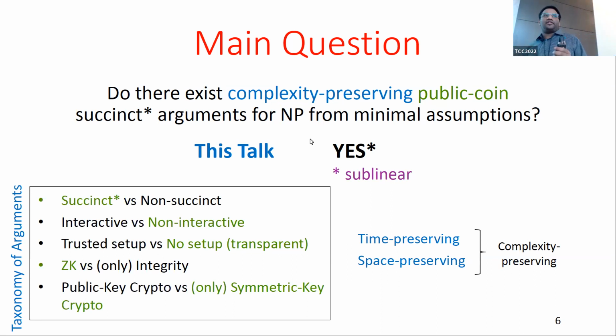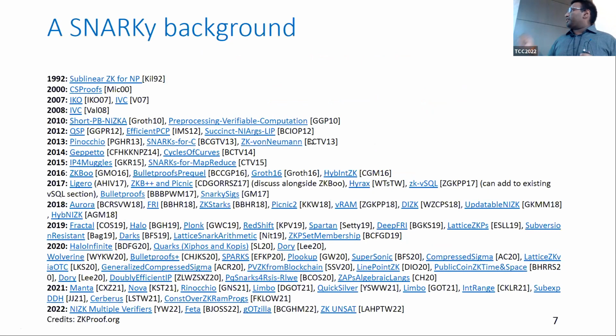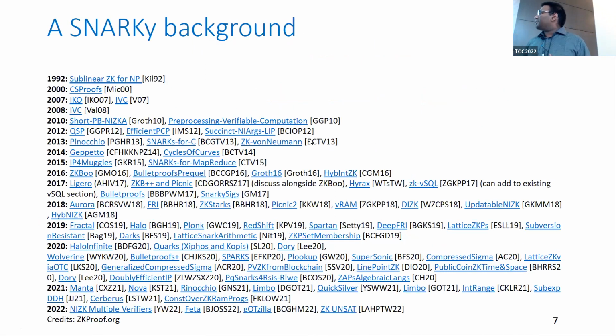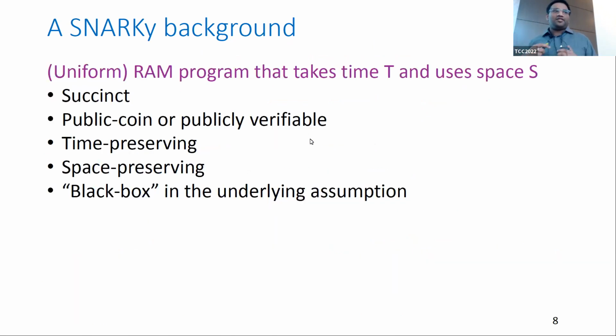So here we want the proof size to be succinct. We want it to be non-interactive. We want no trusted setup, or a transparent setup. We want to achieve zero knowledge, as well as we want only symmetric key crypto. Oh, sorry. Here we get the proof size to be succinct, but it's sublinear. There's a whole lot of work on SNARKs and zk-SNARKs, as you can see here. Basically here we model our NP statement as a uniform RAM program that takes time t and space s to verify an NP statement.